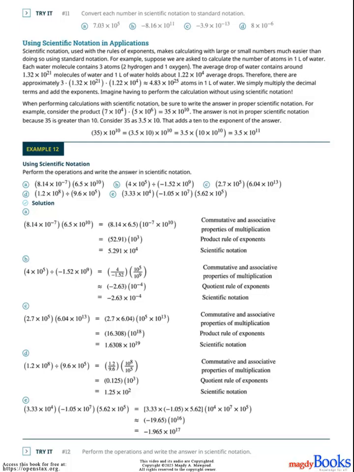Scientific notation. E. (3.33 × 10^4) × (−1.05 × 10^7) × (5.62 × 10^5) = [3.33 × (−1.05) × 5.62](10^4 × 10^7 × 10^5). Approximately = (−19.65)(10^16) = −1.965 × 10^17.